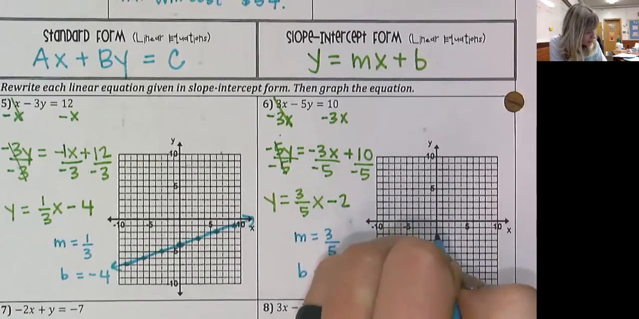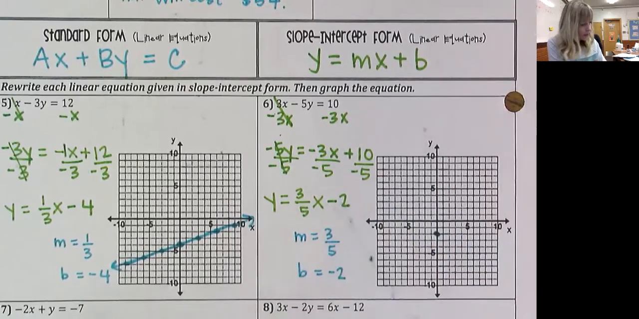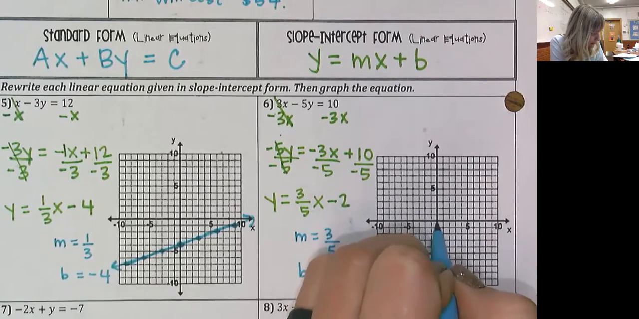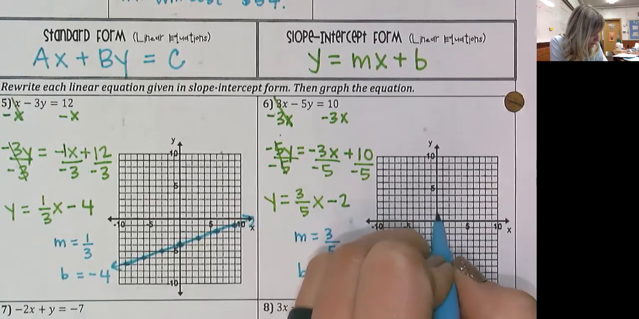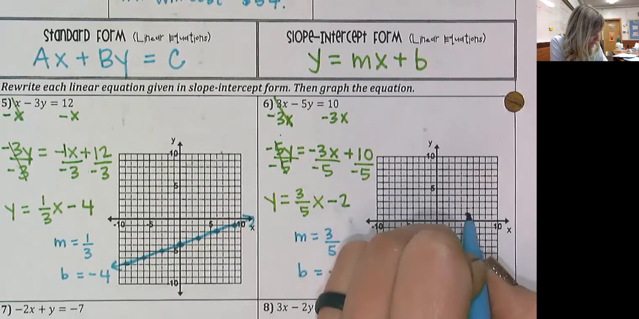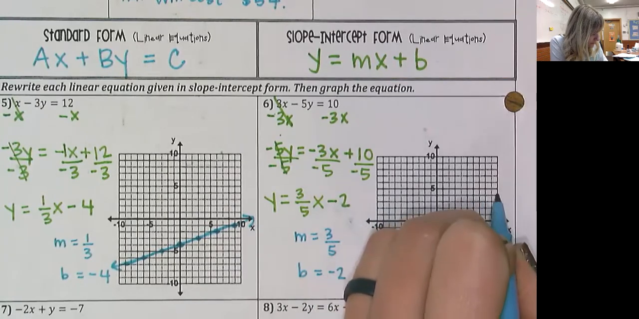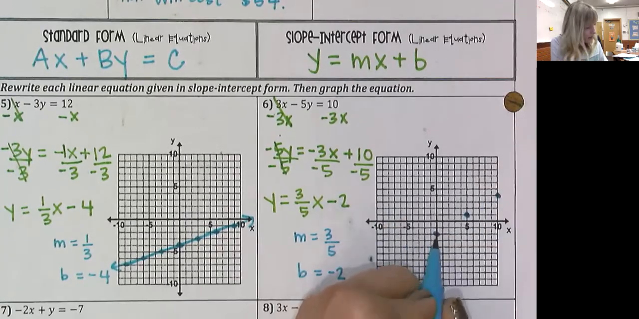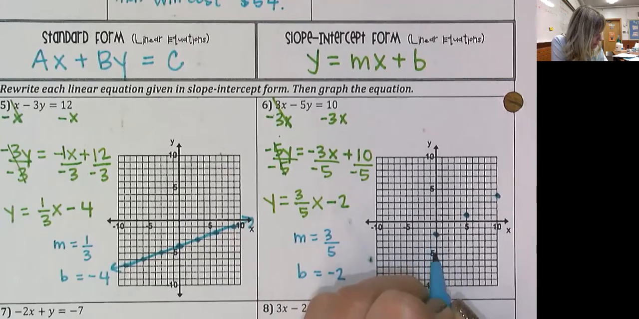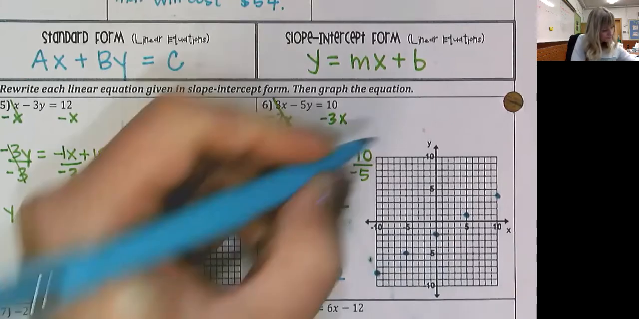So I go negative 2 on the y-axis, and then I go up 3. These squares are so small. 1, 2, 3, and then over 5. Up 3 over 5. And then I'm going to go back this way, and I'm going to go down 3 over 5, down 3 over 5.